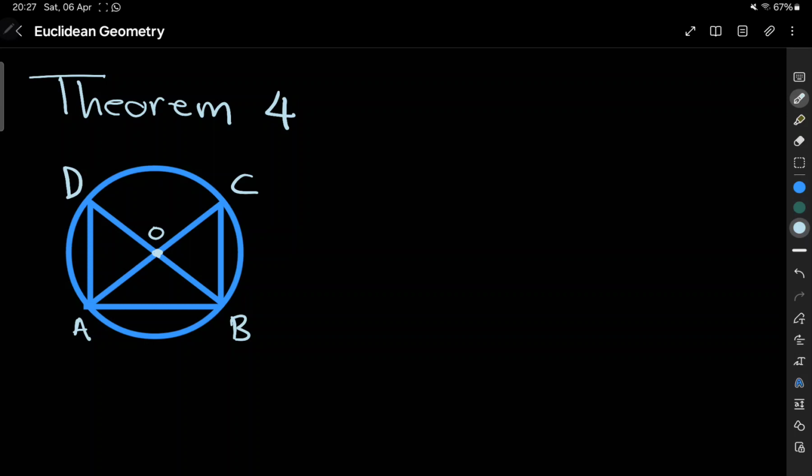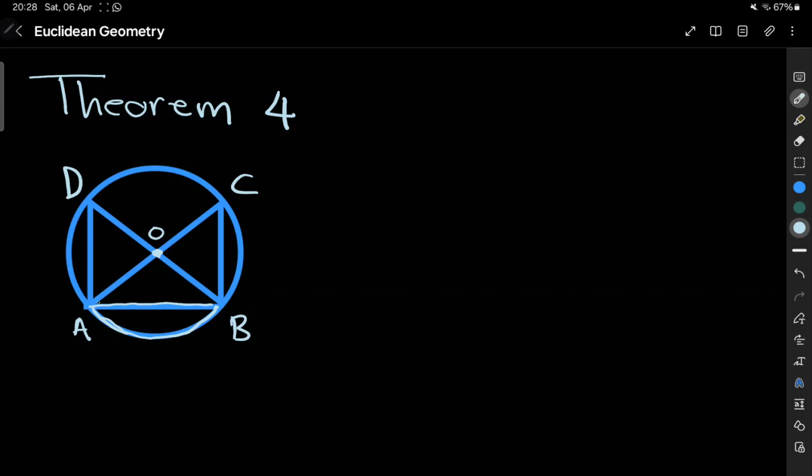So theorem 4 says the angles on the circumference of a circle subtended by the same arc or chord are equal. From here we can see that AB, this line right here, can either be the chord or the arc. Any angle or all the angles that are subtended by this arc, which is AB, to the circumference of the circle, those angles will be equal.